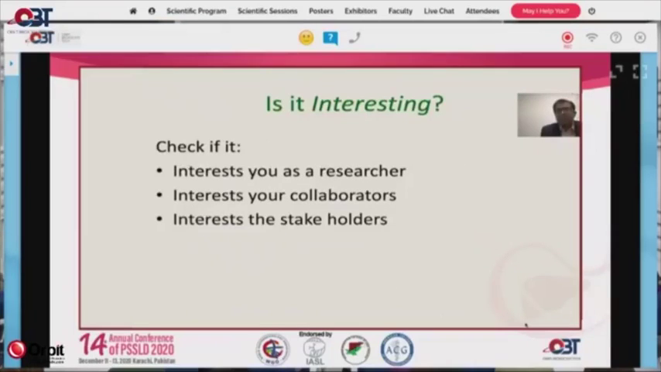Second thing you want to ask yourself, is it interesting? Does it interest you as a researcher? Does it interest your collaborators? Does the world care about this topic or not? It may be something that is very much of interest to you, but the field itself, the world itself doesn't care about it. In that case, you should not be doing this. On the other hand, something may be really important for the world, but you are just not interested in it. It doesn't strike your fancy. So you should stay away from it.